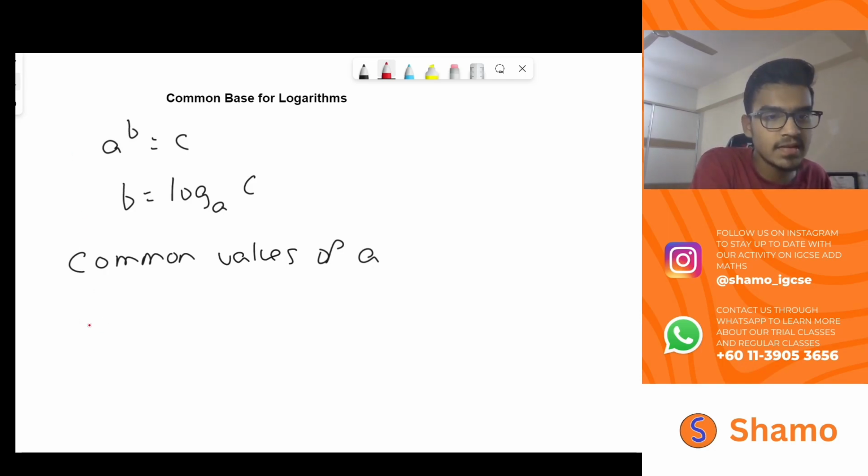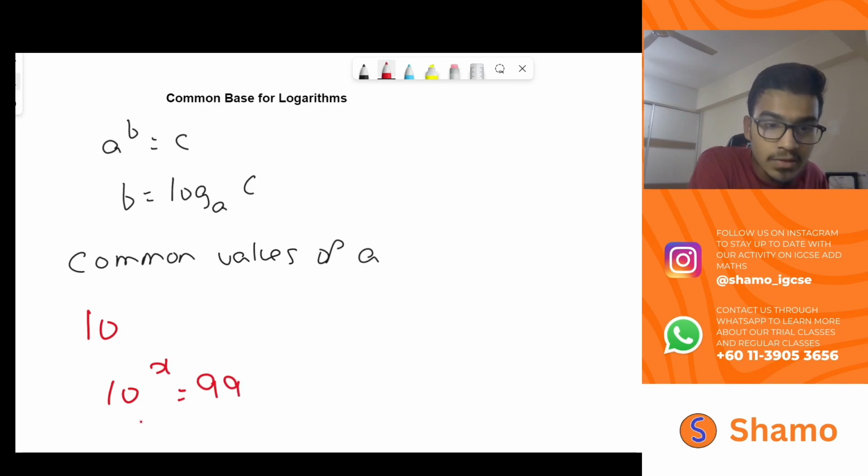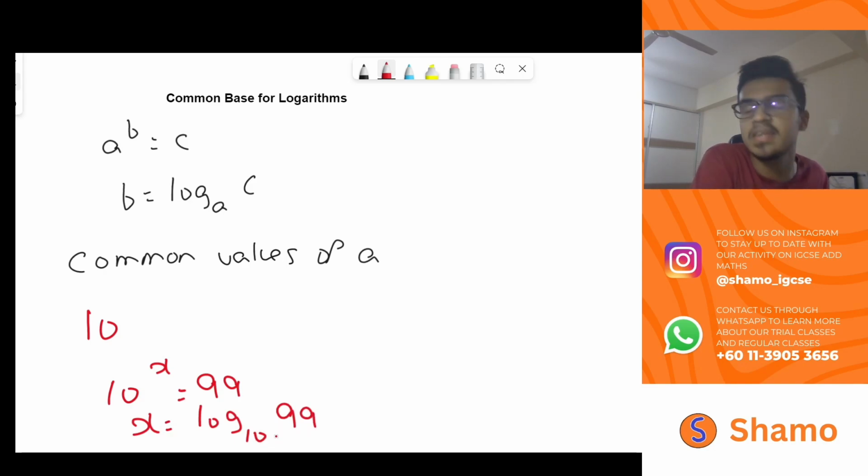For example, let's take 10. 10 is a very common base. So a general equation could be like 10 to the power x is equal to 99. So then x is equal to log base 10 argument 99. Here 10 is the base.